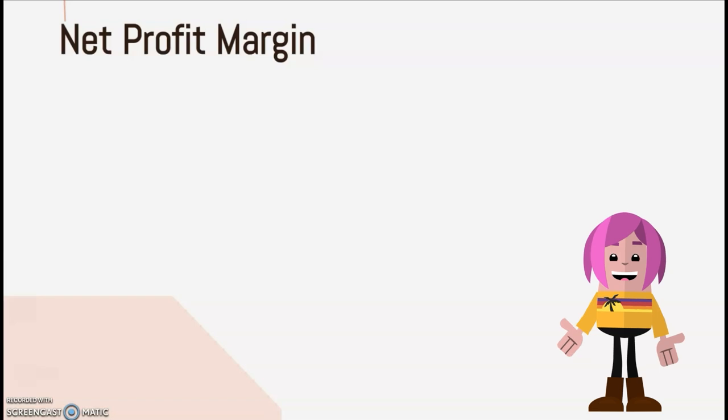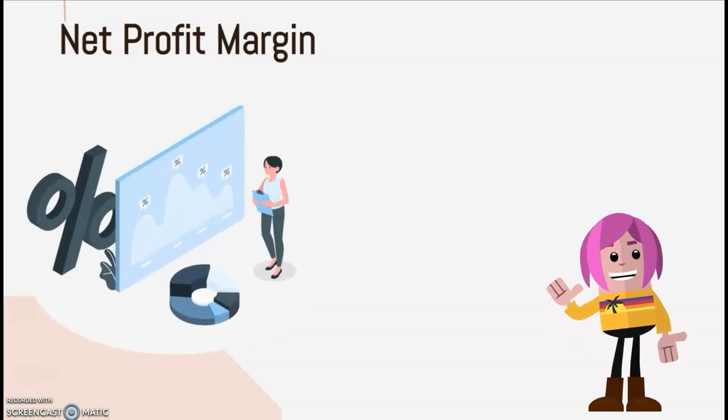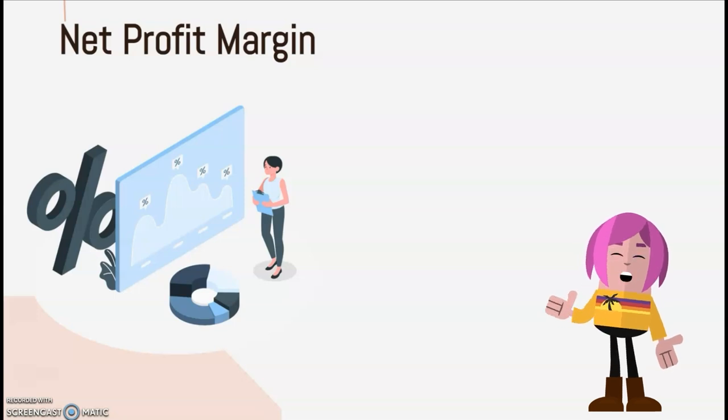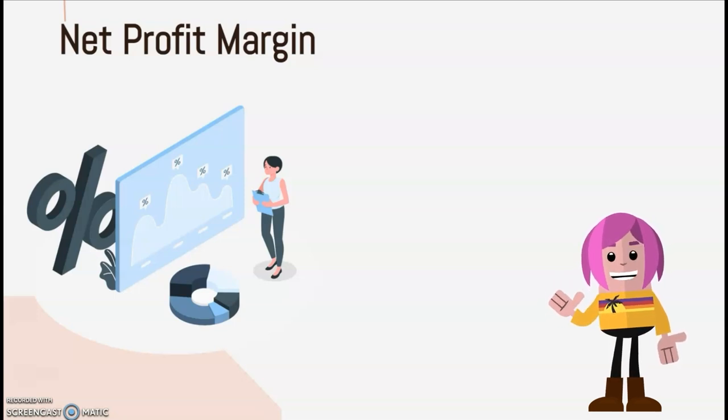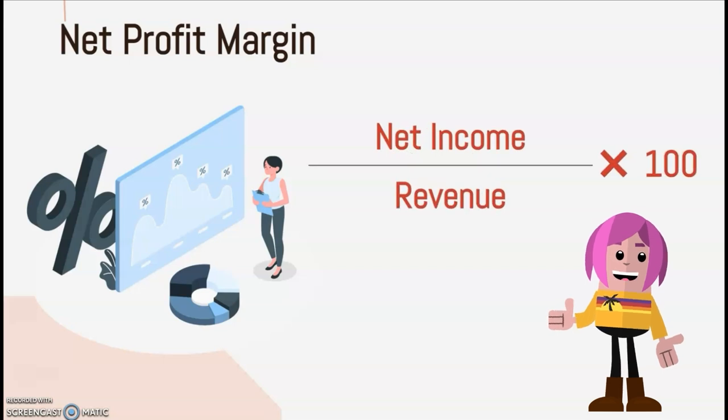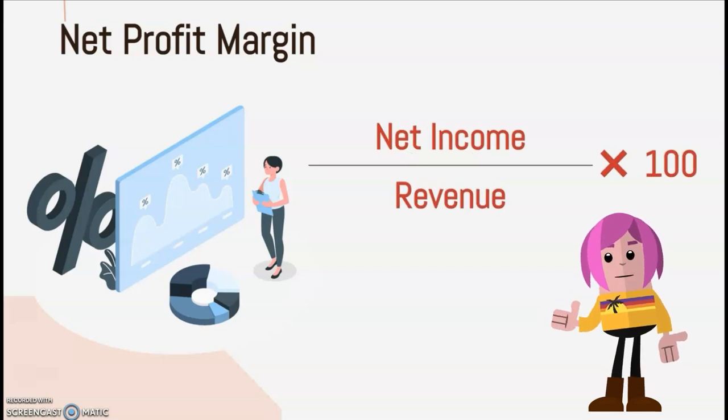Net profit margin measures how much net income is generated as a percentage of revenues received. It's one of the most important indicators of a company's overall financial health. The formula is net income divided by revenue times 100.